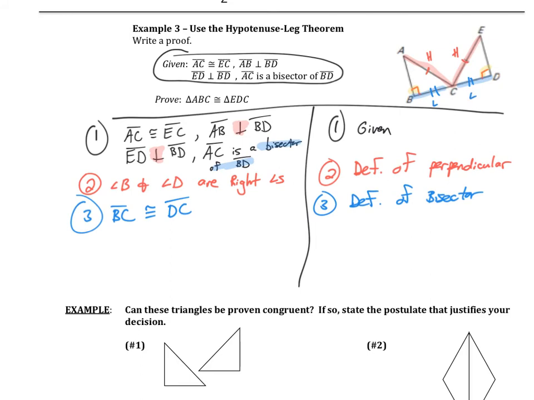So do we have enough to say the triangles are congruent? Yes. We can say that these triangles are congruent because of the hypotenuse leg theorem. So our last statement is triangle ABC is congruent to triangle EDC by HL theorem.